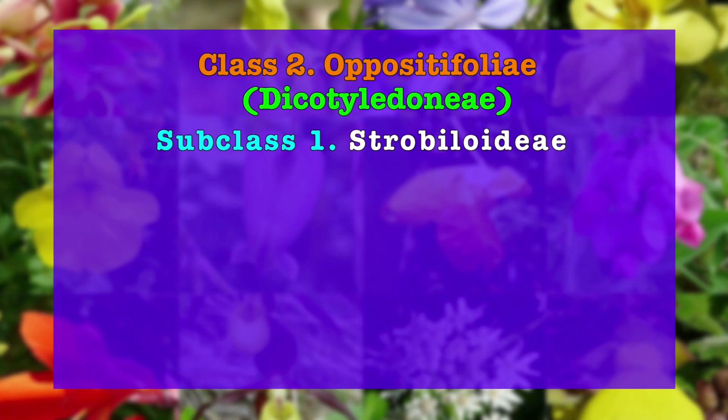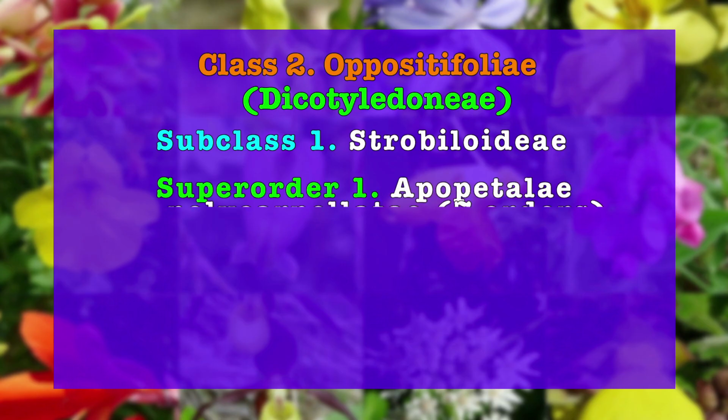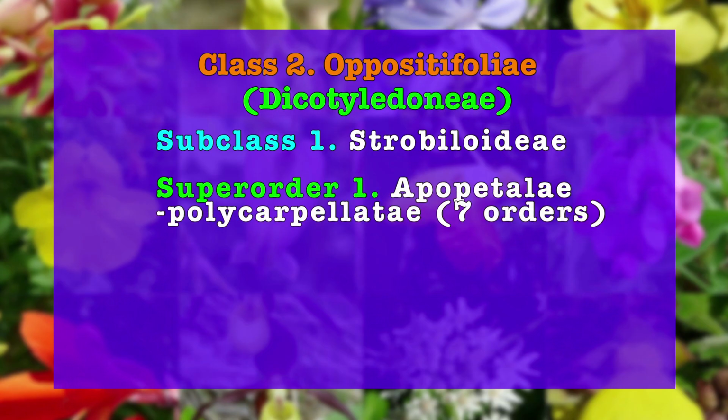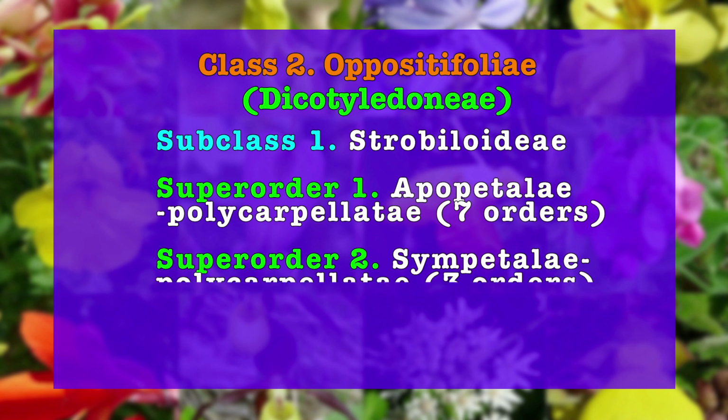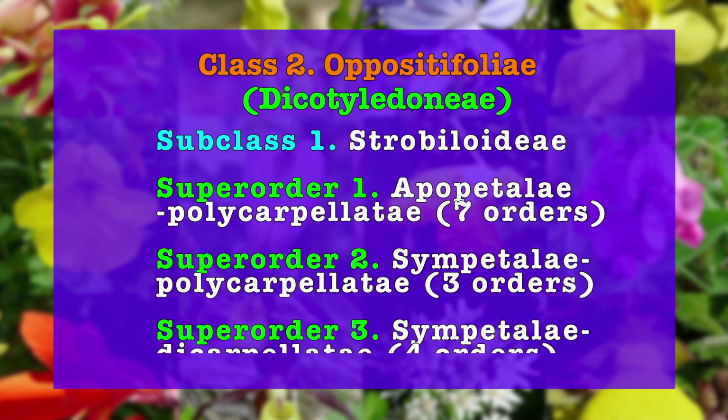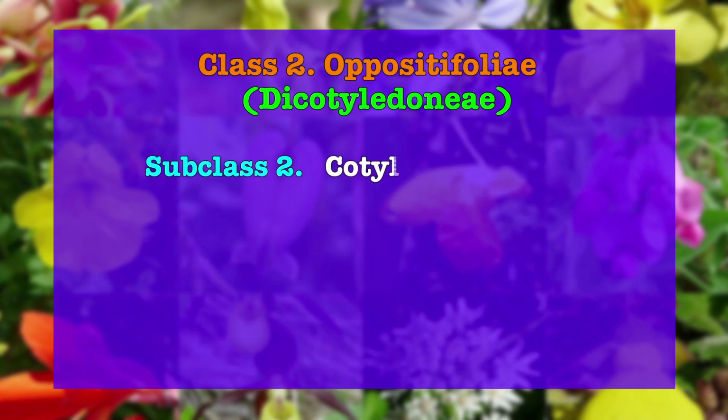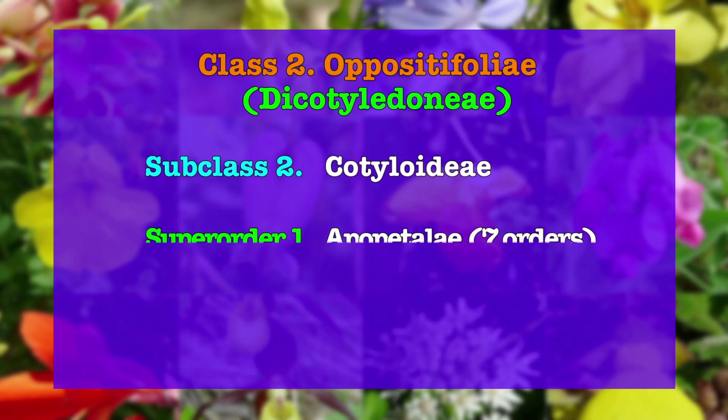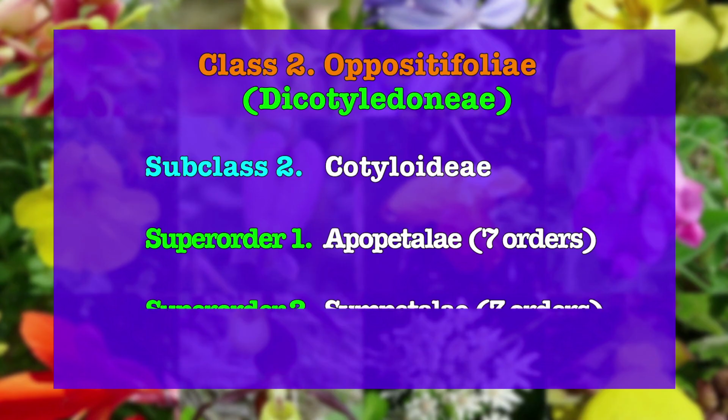Subclass first, Strobelidae. Superorder first, Apopetalae, Polycarpellatae. Superorder second, Sympetalae, Polycarpellatae. Superorder third, Sympetalae, Dicarpellatae. Subclass second, that is Cotyledoni. Superorder first, Apopetalae. Superorder second, Sympetalae.